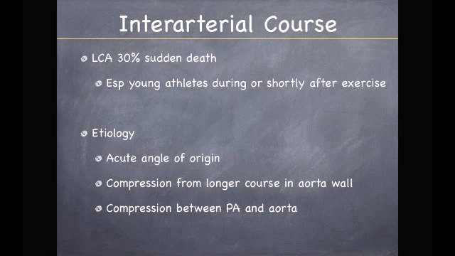The interarterial course, if the left coronary artery goes in an interarterial course, about 30% of those can have sudden death, and especially the young athletes, especially just after exercise. There are 3 mechanisms essentially proposed for why this is a problem. One is that there's an acute angle at the origin, and if you go back and think about those cases, there was a very sharp angle at the origin of those anomalous interarterial course vessels, and that can cause decreased flow within the vessel.